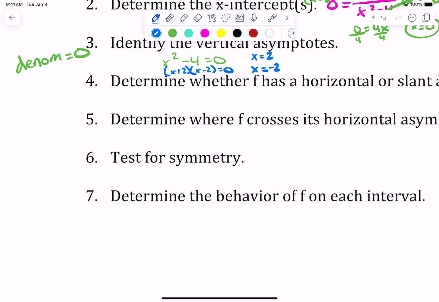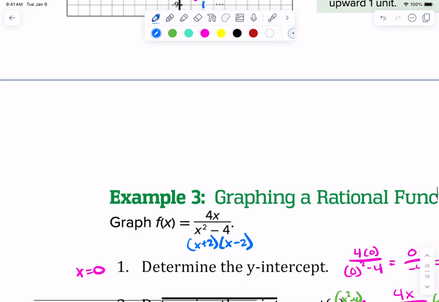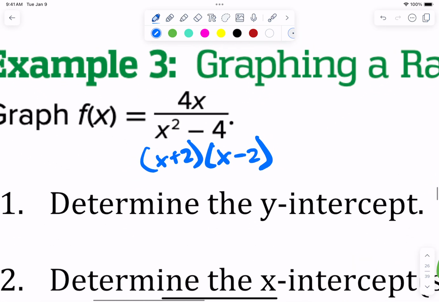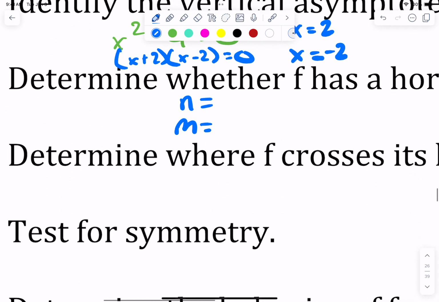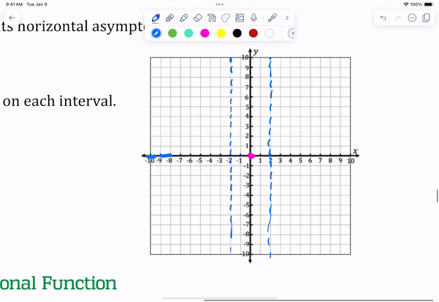Okay, determine whether f has a horizontal or a slant asymptote. What's N? N is 1. M is 2. He's bottom heavy, so he's going to sit at 0. That's a horizontal asymptote at 0. Very good.